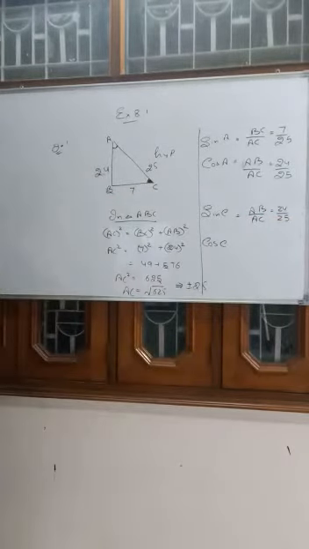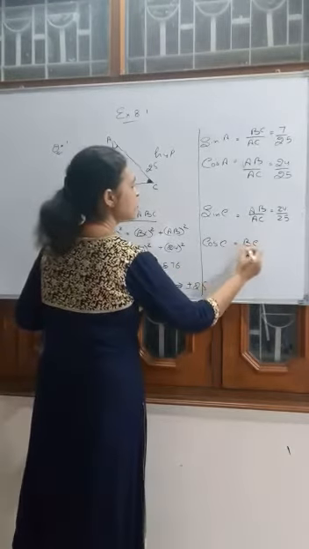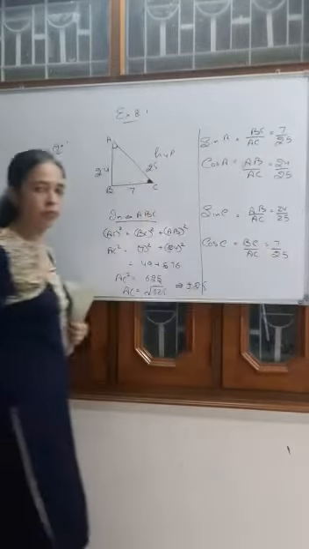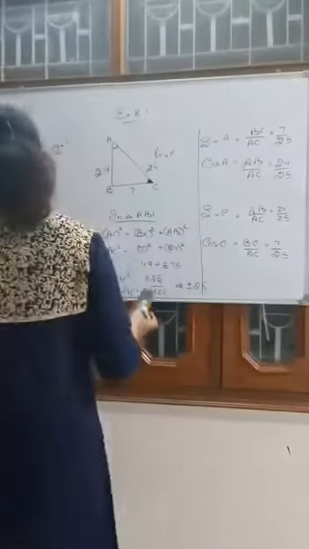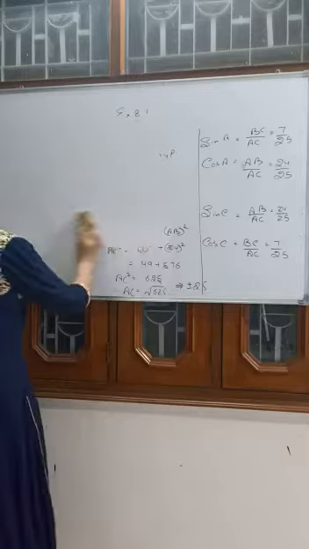Cos C, which is the adjacent side to C? BC. Therefore, cos C is BC upon AC. That is 7 by 25. Got it? Pause the video and note it down. Question number 2, 3 are similar. Let's do question number 4.